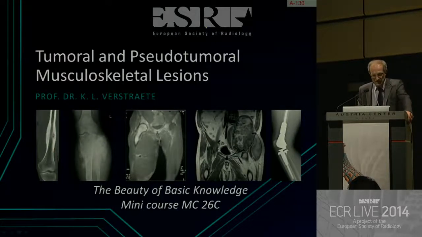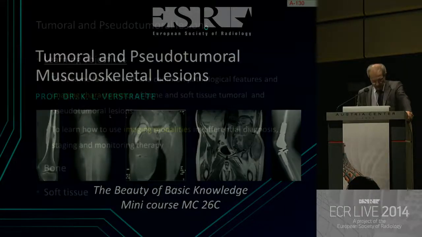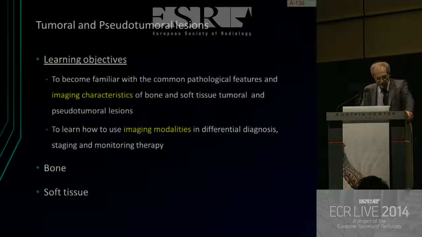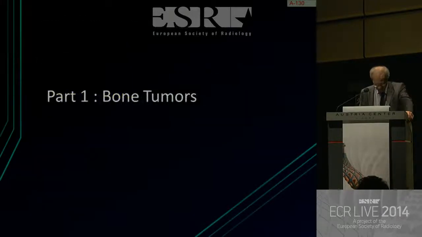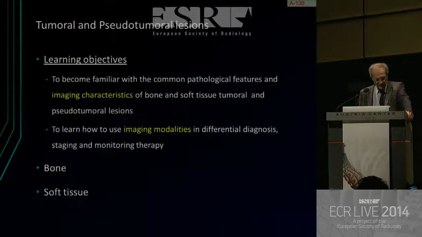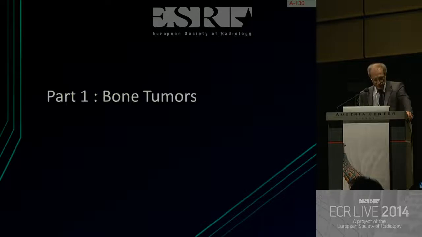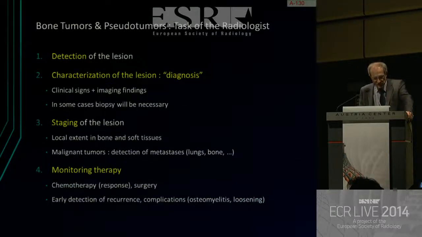Thank you, Victor. So this is the session on tumoral and pseudotumoural musculoskeletal lesions, and it's quite a huge task. The learning objective is that you should become familiar with the imaging characteristics and the imaging modalities to assess bone and soft tissue tumors. We start with the bone tumors. The task of the radiologist is to detect the lesion, to characterize the lesion, to provide a diagnosis, to stage the lesion, and to monitor therapy in malignant lesions.